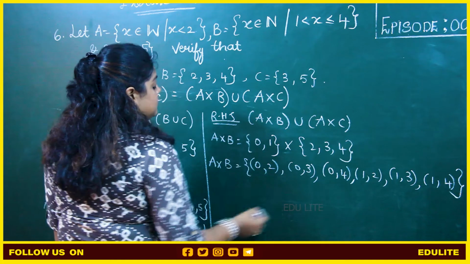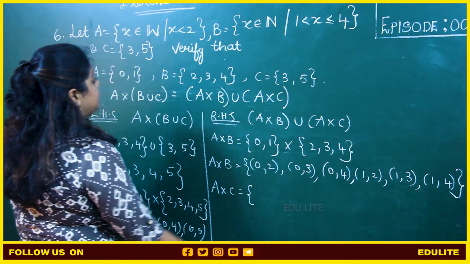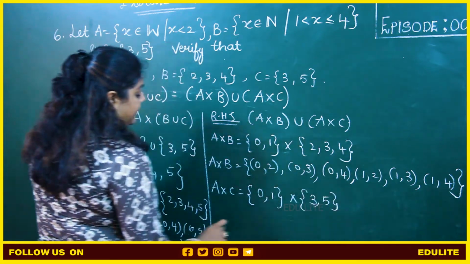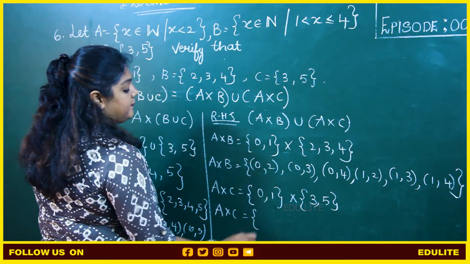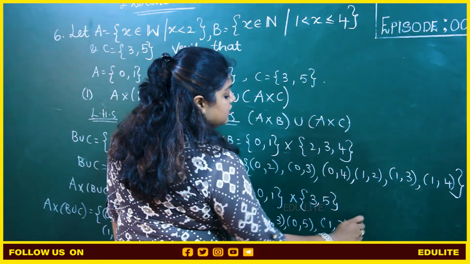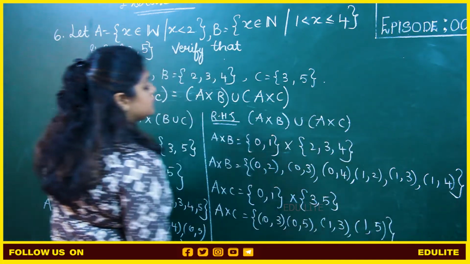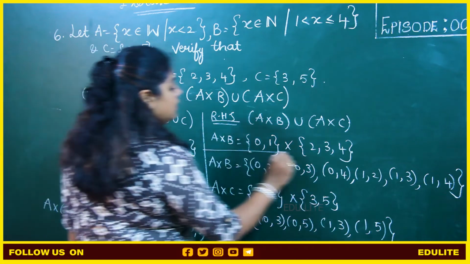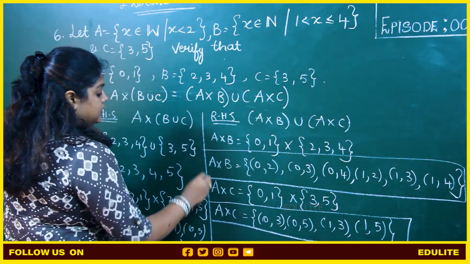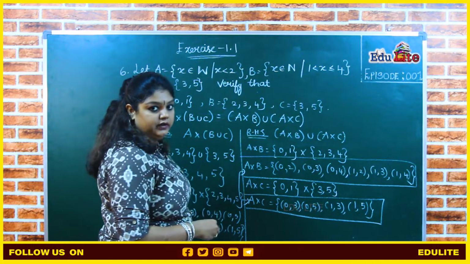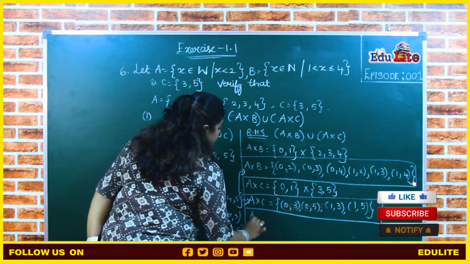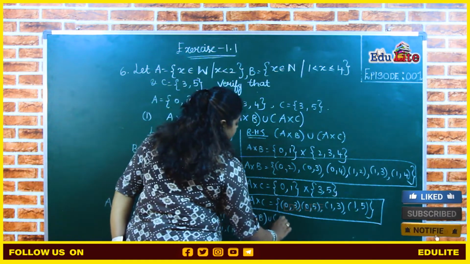Next, moving on to the A cross C portion. First we will write the set A {0, 1} cross set C {3, 5}. Taking the cross product between the two sets, we will get the set of ordered pairs as (0, 3), (0, 5), (1, 3), (1, 5). Now next, we have to take the union between A cross B and A cross C. Union means we have to write all the terms in both the cross products.